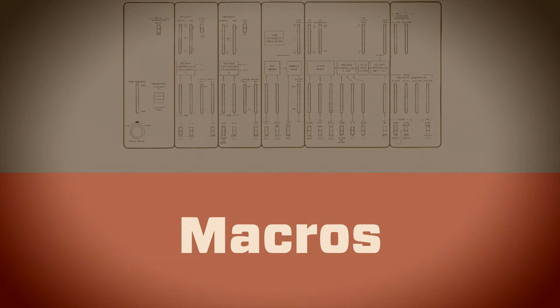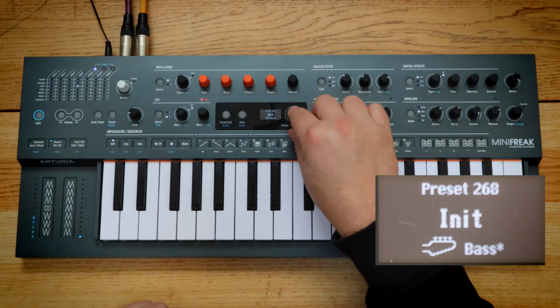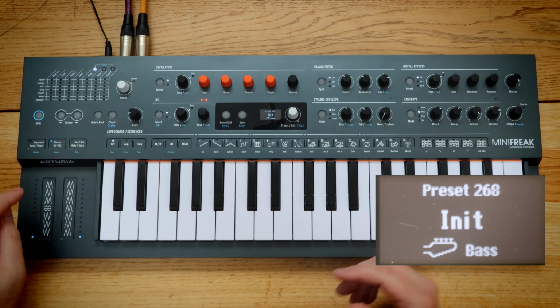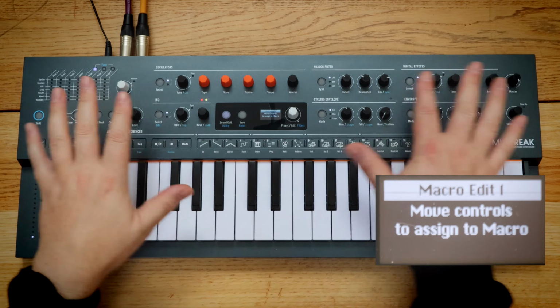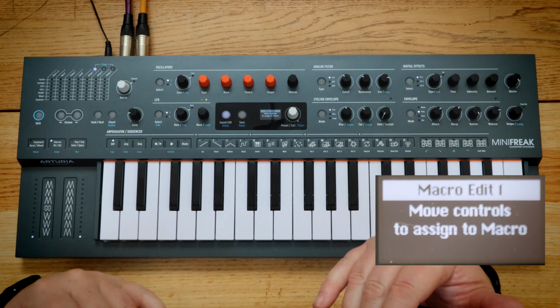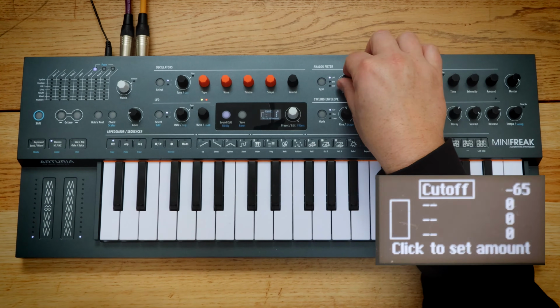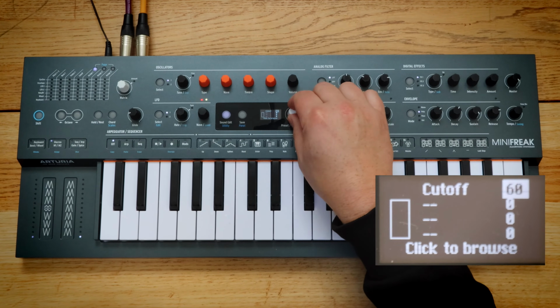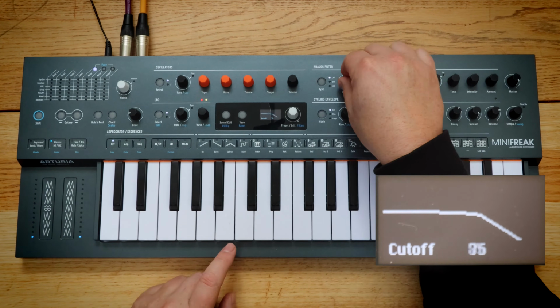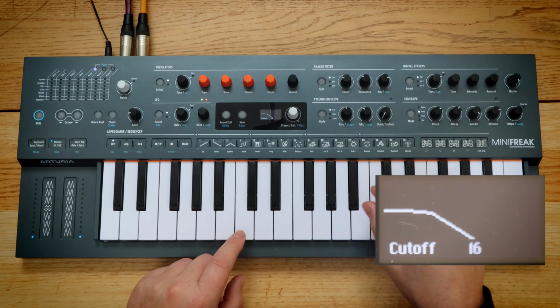Okay, I've introduced macros. Let's have a little play with them, shall we? Let's just initialize a patch. Nothing in there, nothing on the macro, shift and macro. Anything we move now will become a destination for the macro. So let's adjust the cutoff, change the amount, turn it up. Let's just come out of the sound edit menu and knock the cutoff down so we've actually got something to modulate.